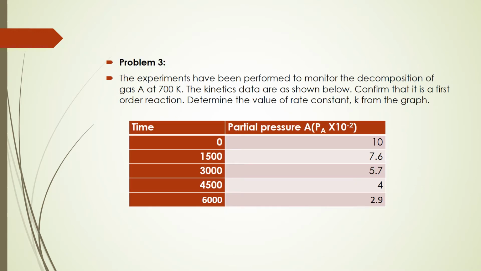Now let's try this problem 3. Experiments have been performed to monitor the decomposition of a gas A at 700 K. The kinetics data are shown below. Confirm that it is a first order reaction. Determine the value of the rate constant K from the graph.